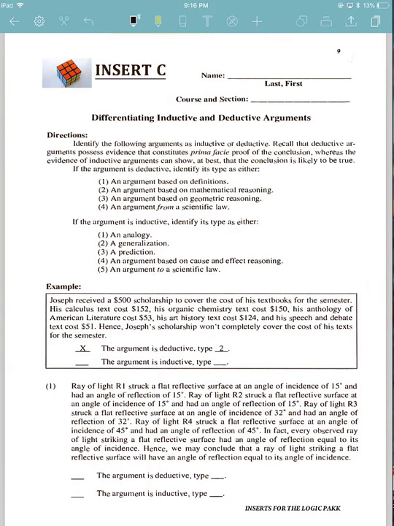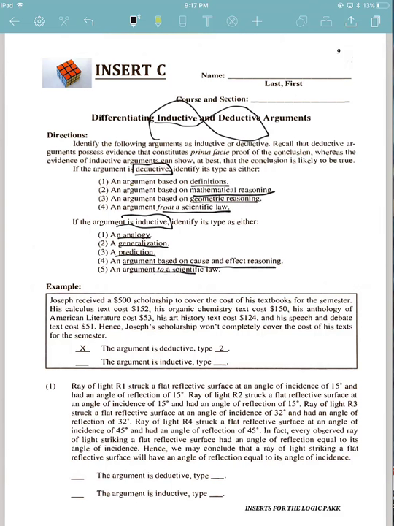This is really critical. In insert C, we're differentiating between inductive and deductive arguments. That is very, very important. This particular assignment is only giving you a series of them. I'm underlining them here. These are basically called deductive types, and they're also calling inductive types. This is talking about analogies, generalizations, predictions, arguments based on cause and effect, and argument to a scientific law.